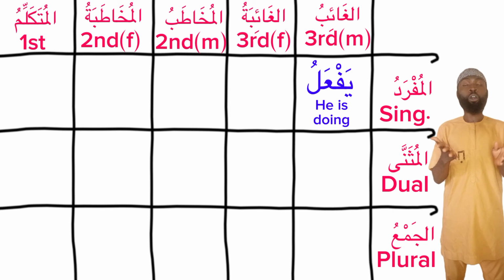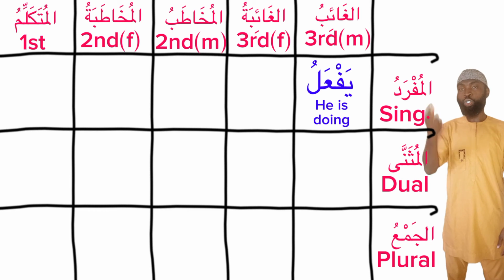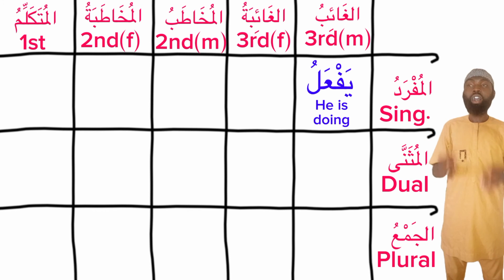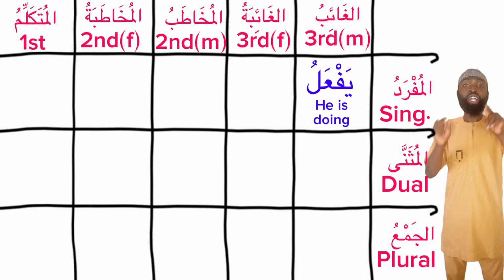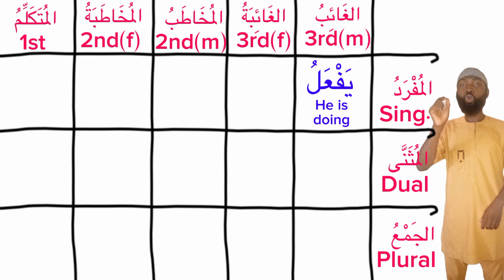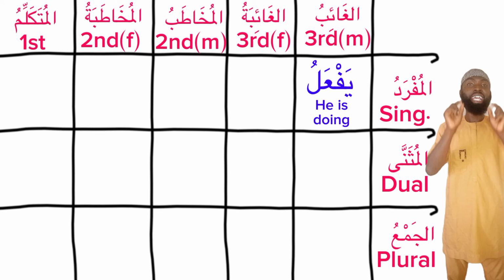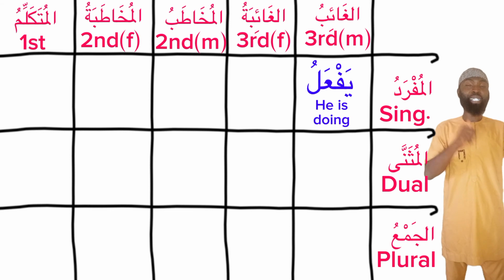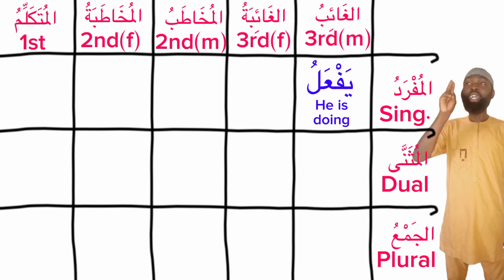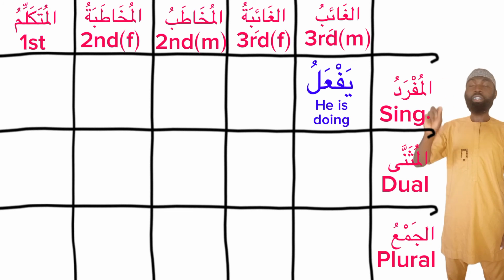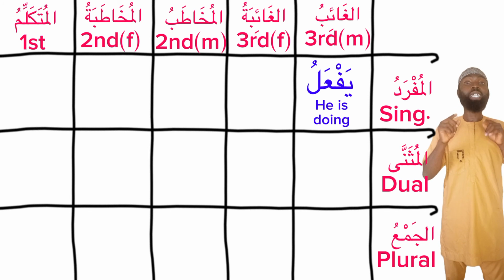Now, if you want to use the second pattern, which is the pattern of yaf'ulu, it will also be there like yakrumu. All you need to do is to add ya to their past tense. Yakrumu. You can see yakrumu. The ya is what signifies the third person.